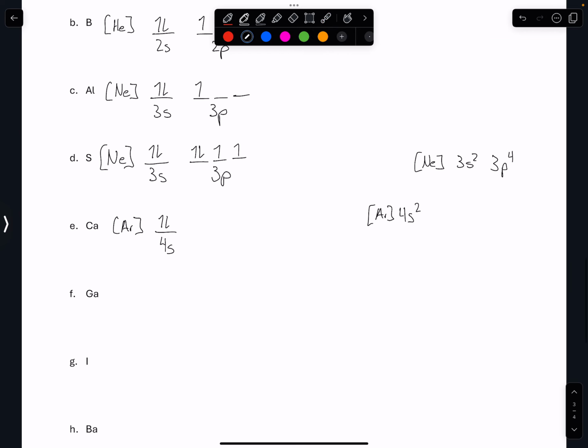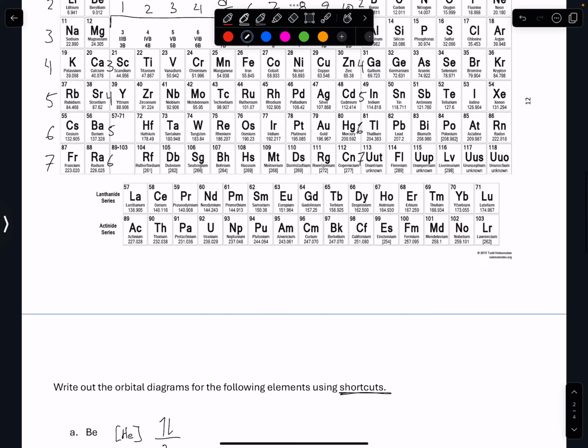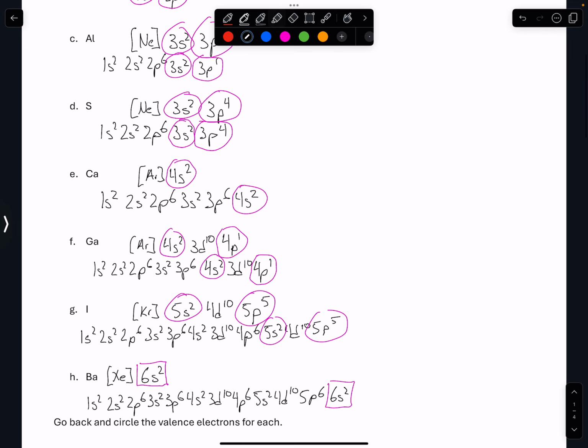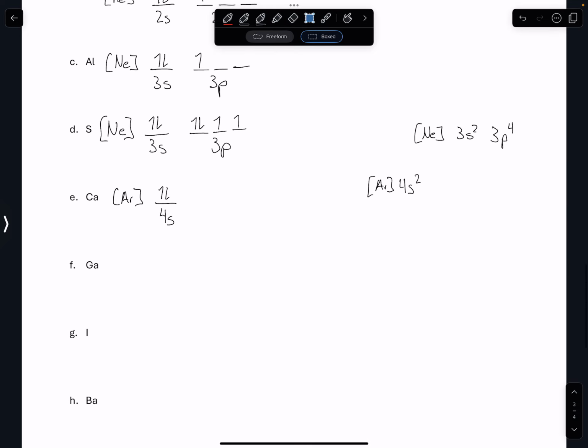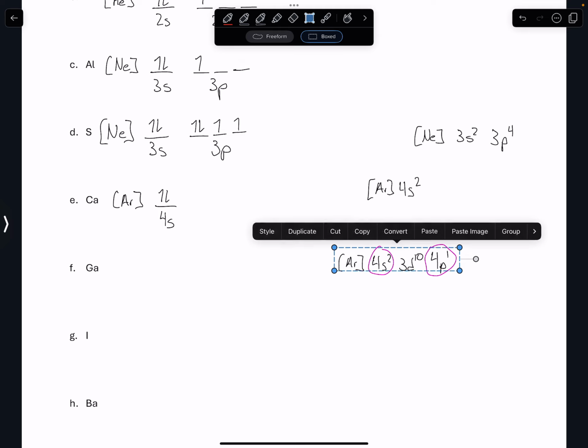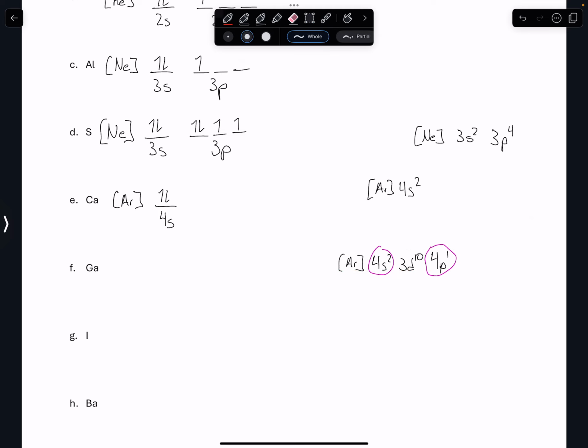All right, so gallium. Let's go see gallium. So unless you've really got a handle on your electron configurations, you're almost always going to want to write out the electron configuration first before you go do your orbital diagram. So this is interesting. So we don't just do valence electrons. We've only had valence electrons so far, but here our d electrons are not valence electrons. Shortcut's the same.